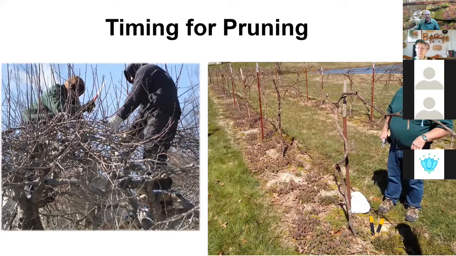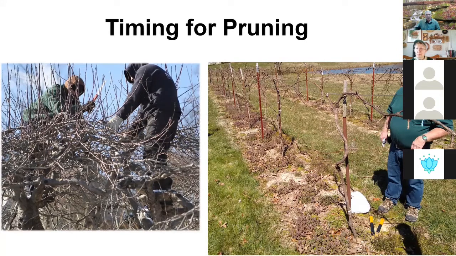Now, when we talk about timing of pruning, timing is going to be pretty important from the standpoint of disease. We're not going to do any of that in the fall of the year. We're going to wait and do that all in the springtime. Now, apple trees, I typically prune mine in February or March. You may see some commercial orchards that may start earlier than that, but in those commercial orchards, they tend to have a lot of trees, and it takes a long time to go through and prune all those out.